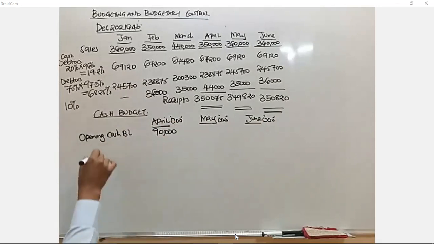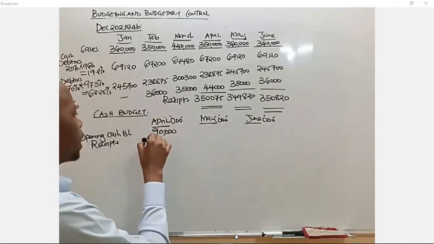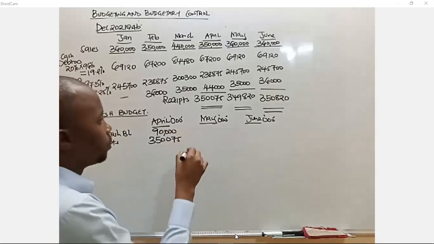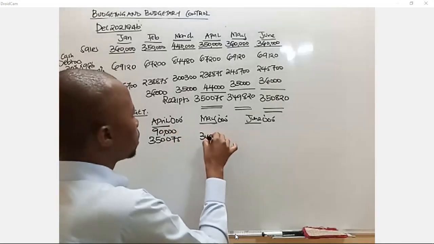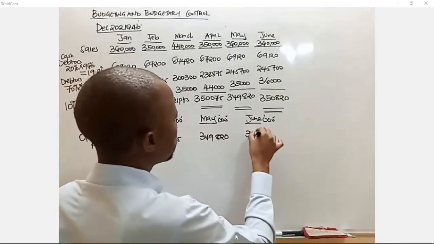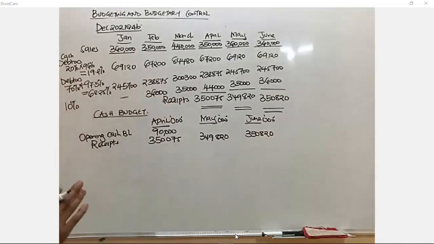Right? Copy your receipt. Ni kama you are grouping your revenues. The receipt, nimeona nimepata ya kwanza, 350,075. The other one will be 349,820. Then the last one will be 350,820. Right? Niangalia whether we have any other income from the additional information.